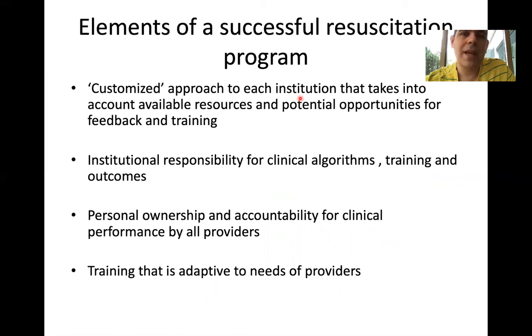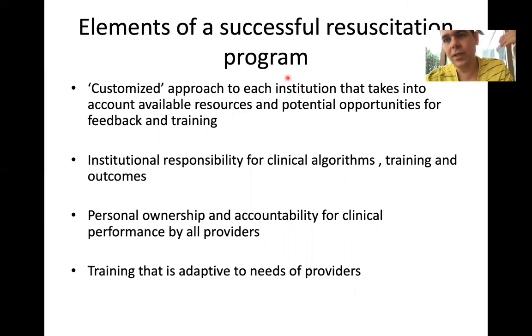So when we talk about the elements of a successful resuscitation program, what we want to do is customize the approach to our institution, to Teng Fong, right? We'll work with whatever resources are available, and we will try to do focused, targeted training. We don't plan to do away with BCLS or ACLS. That will still be taught in the conventional fashion.